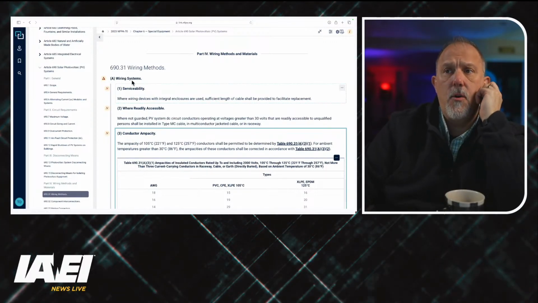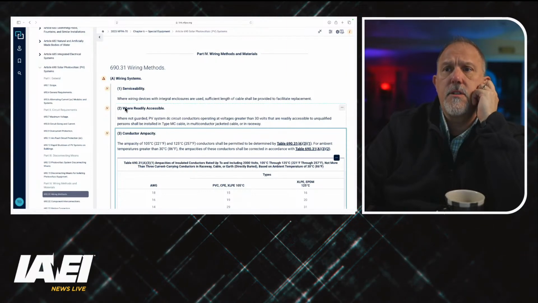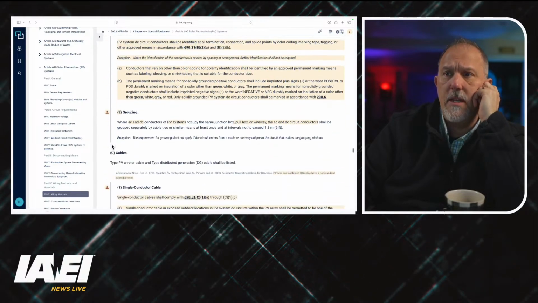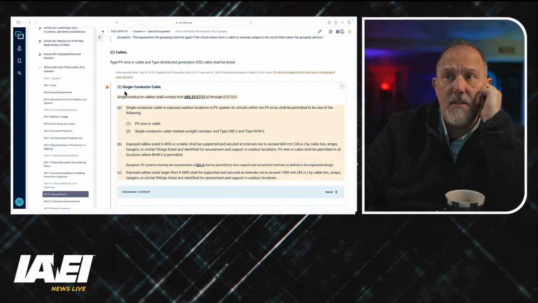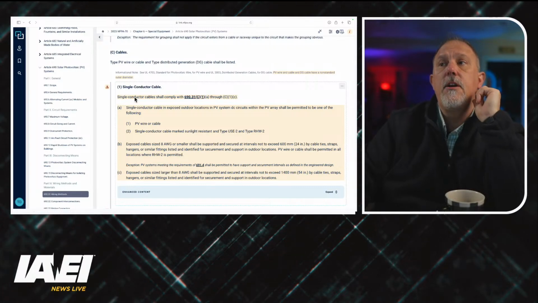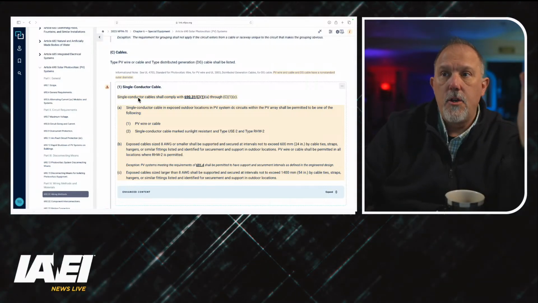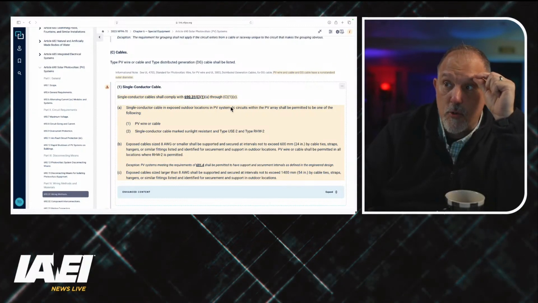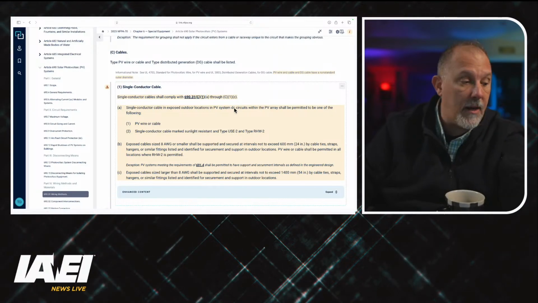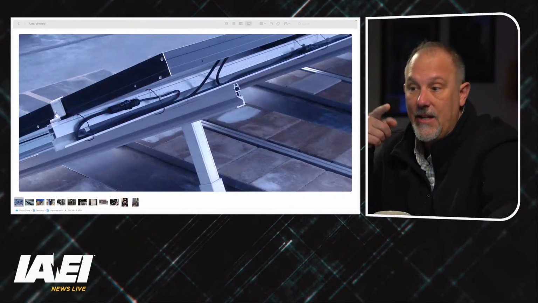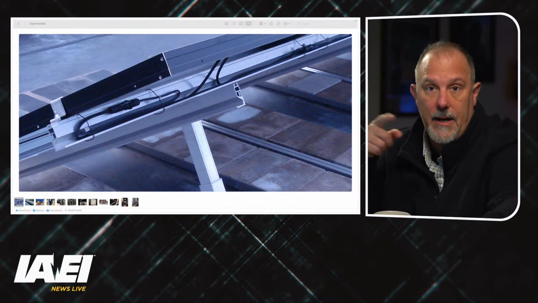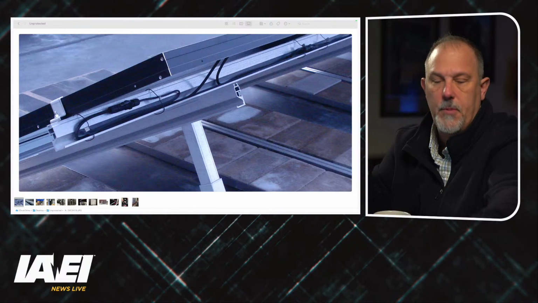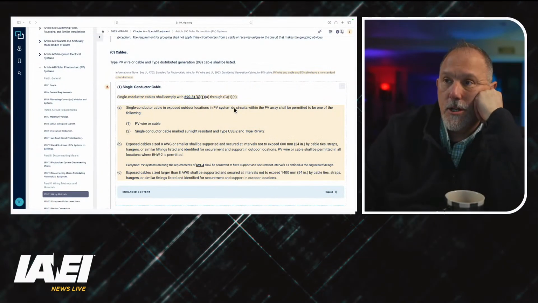690.31 has wiring systems, requirements, and ampacity values, identification and grouping. And then when you get down to cables, PV wire or cable and type distribution generator cable shall be listed, right? It says single conductor cables in exposed outdoor locations in PV system DC circuits. Oh, by the way, I do believe that's what this is, right? In my opinion, these are unprotected conductors, single conductor cables in exposed outdoor locations.